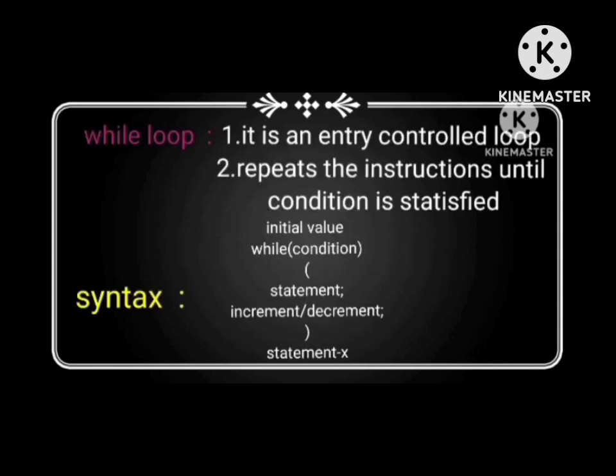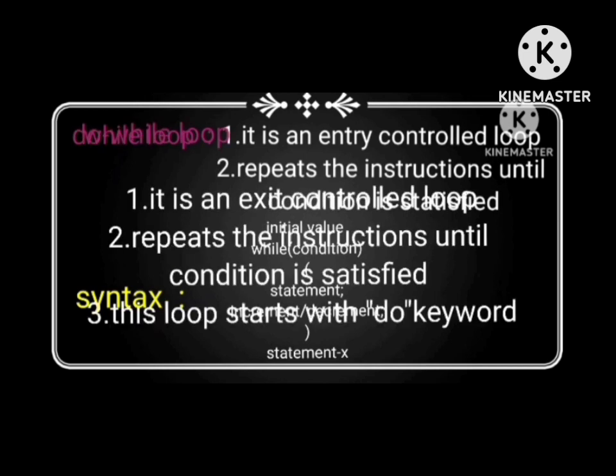While loop. It is an entry control loop which repeats the instruction until the condition is satisfied. In a while loop, first it checks the condition. If it is true, then only it executes the body. Therefore, it repeats until the condition fails. While 0, the condition is false. While 1, the condition is true. It enters into the loop a minimum of 0 times if the condition is not satisfied. Syntax: initial value, while condition, statements, increment or decrement statement.